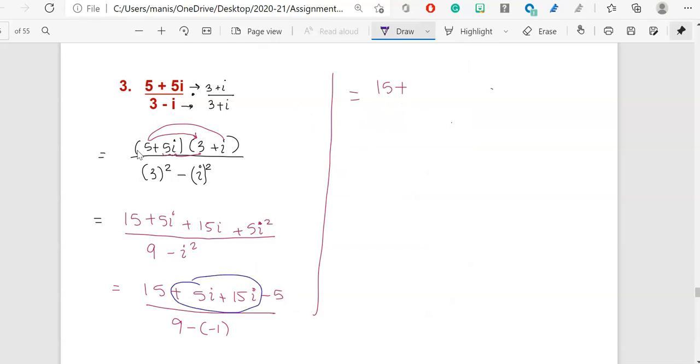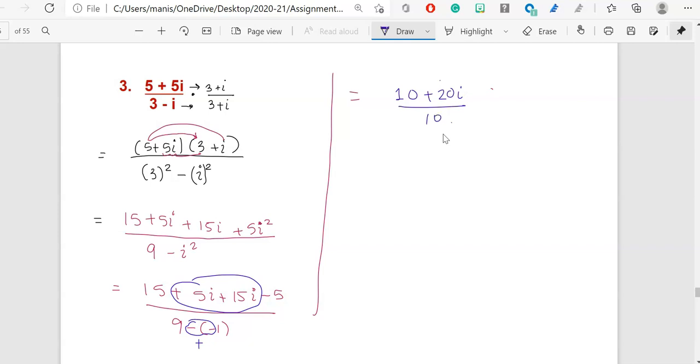So the next step is 15 plus this part over here. Well, how much is 20i? Sorry about that. Alright, 15 plus 20i. Okay, I think I'm supposed to do all the steps. I missed one step. First of all, 15 minus 5 gives me 10, and this gives me 20i. And in the denominator, as I mentioned to you, this will change to a plus sign.